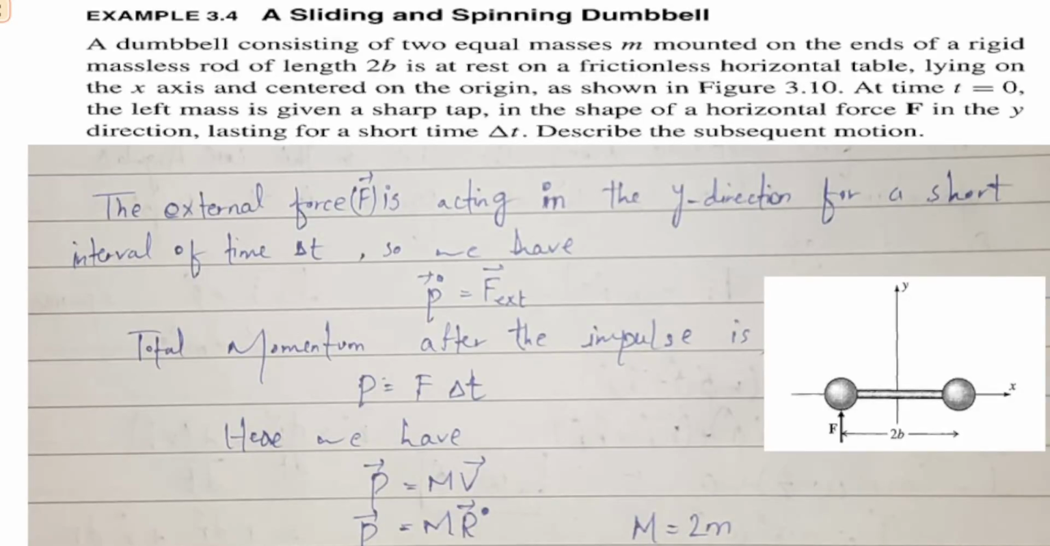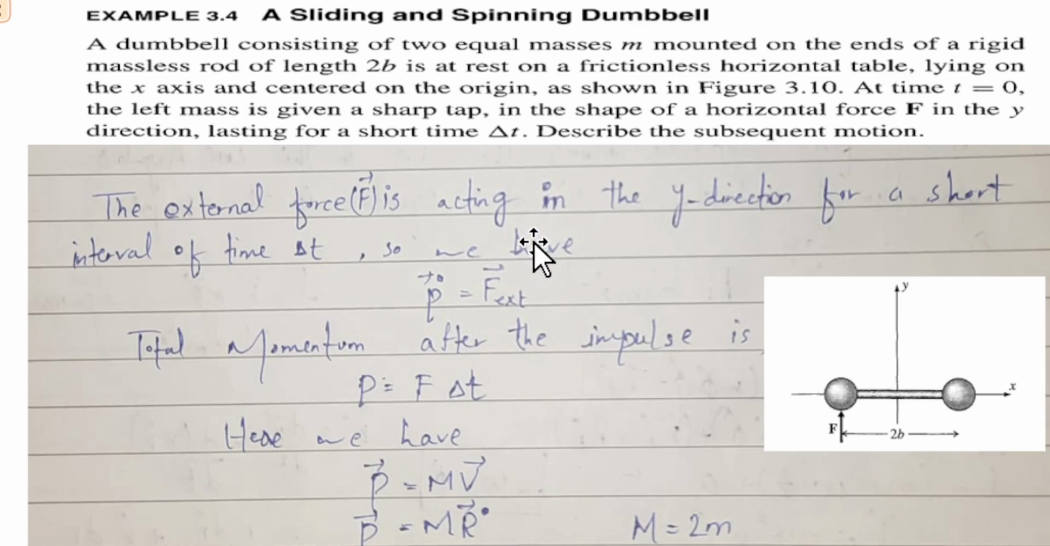Okay, now we have to solve example 3.4, a sliding and spinning dumbbell. Here you can see a dumbbell, which consists of some mass mounted on the end of a rigid massless rod of length 2b. When we apply some external force, which is called an impulse, on the left side of the dumbbell, it always moves along the direction of y. Now you have to find the subsequent motion along this direction.